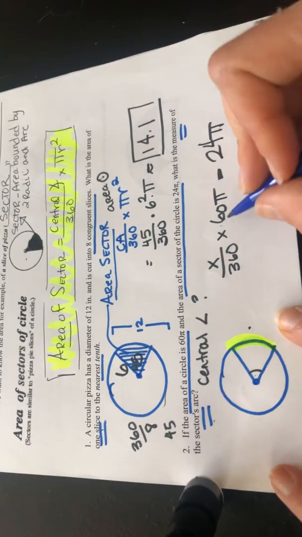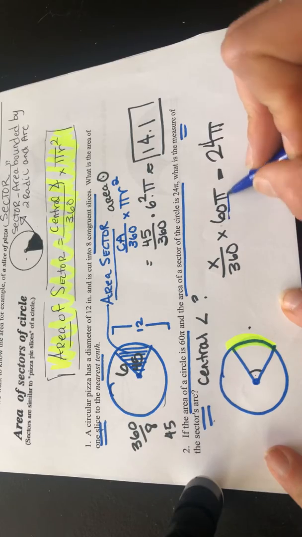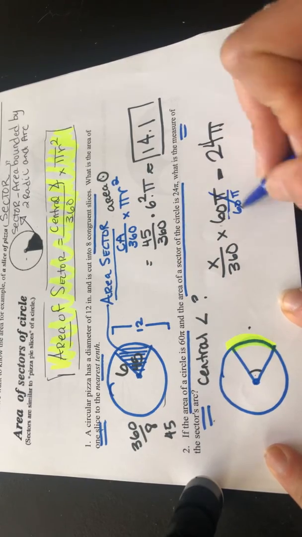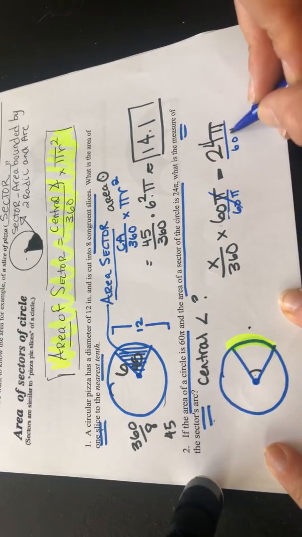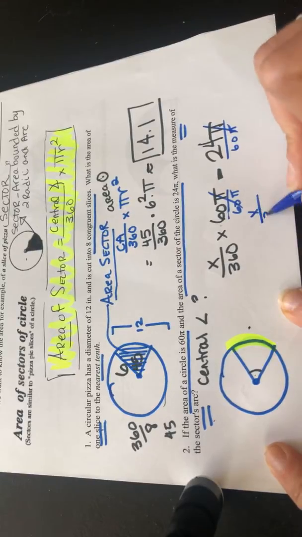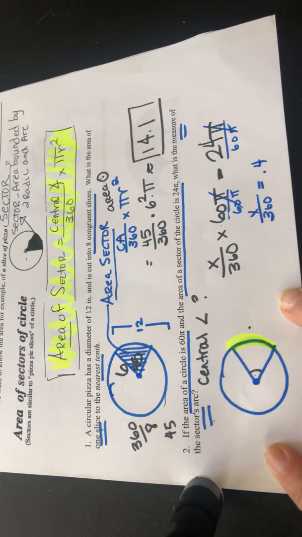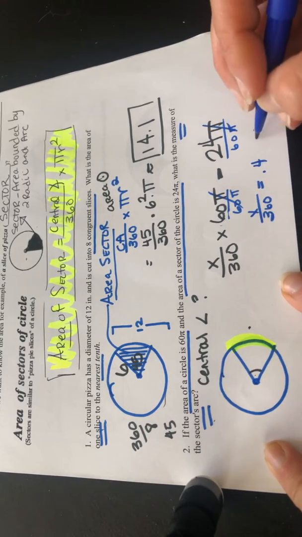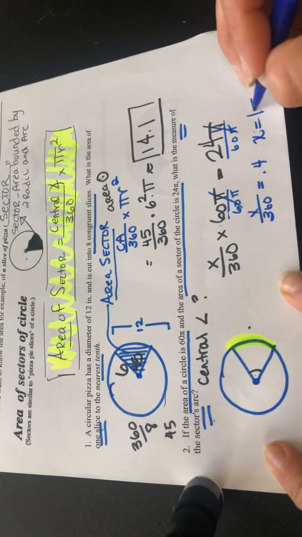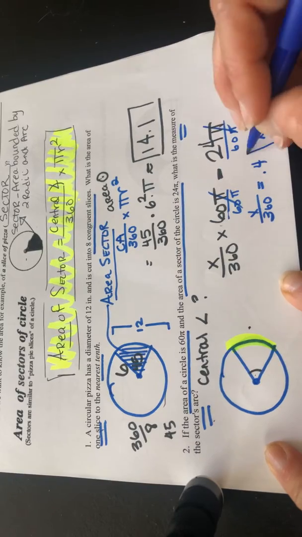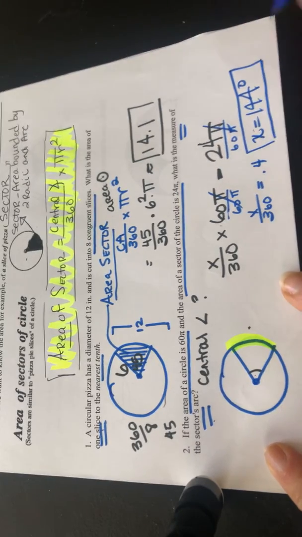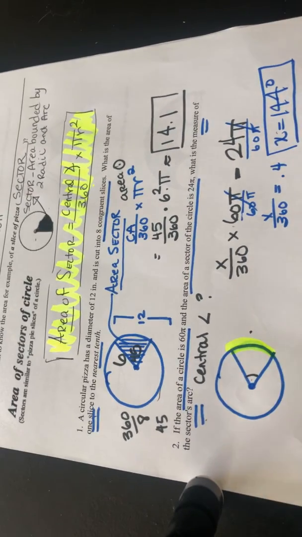If you're having problems solving, just so you see, the first thing you can do is divide by 60 pi. Let's divide by 60 pi. This cancels. Now you have x over 360 equals 0.4. When you cross multiply, you're going to get x to be 144 degrees. And that is your answer.